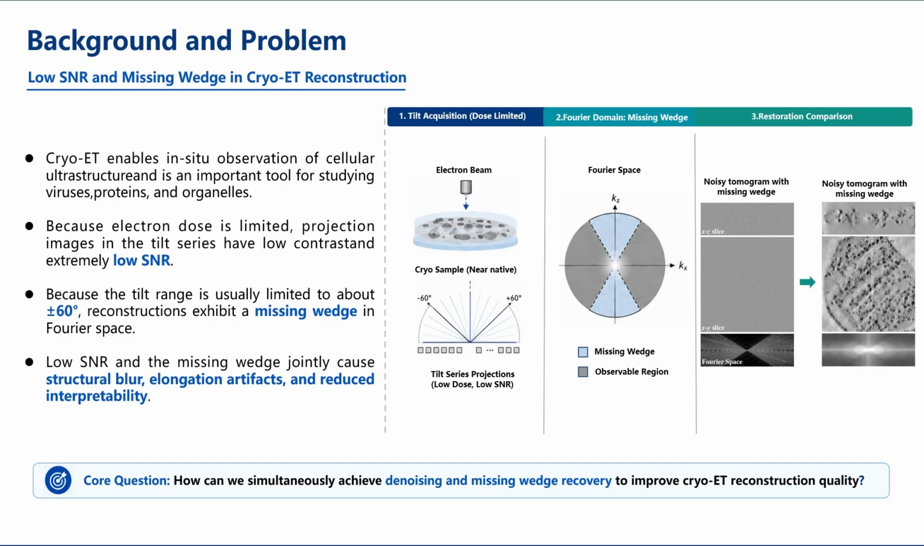Second, the tilt range is usually limited to about plus or minus 60 degrees, rather than a full 90 degrees. This leads to an unsampled region in Fourier space, which is known as the missing wedge. These two problems jointly cause structural blur, elongation artifacts, and reduced interpretability. Therefore, the core question is, how can we simultaneously achieve denoising and missing wedge recovery to improve cryo-ET reconstruction quality?